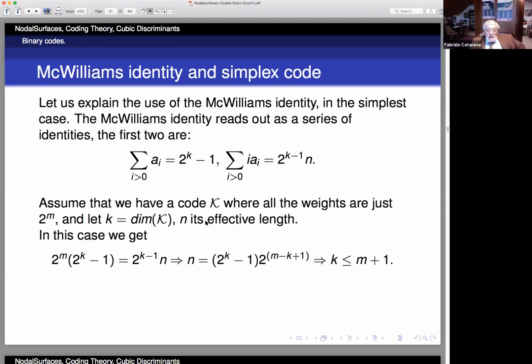Assume now that we have a code K where all the weights are just 2 to the m. K will be the dimension of the code, n is the effective length. Then the second identity combined with the first says that i is equal to 2 to the m, so 2 to the m times the sum of the a_i, which is 2 to the power k subtracted 1. This is equal to 2 to the power k minus 1 times n.